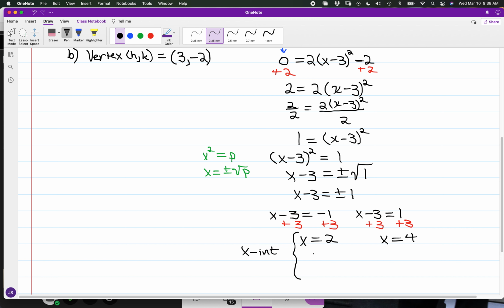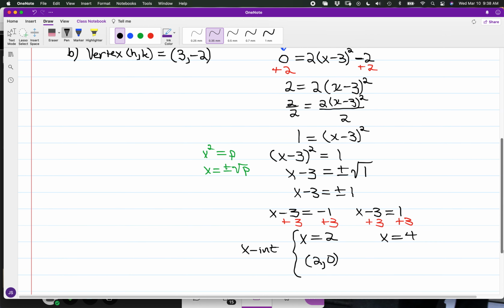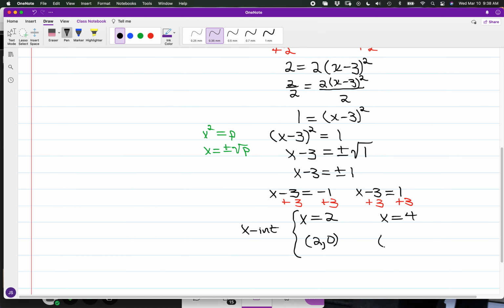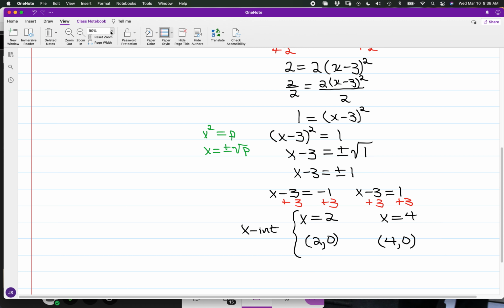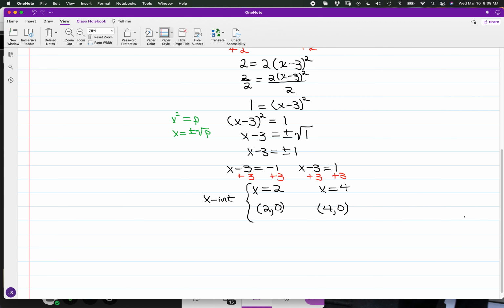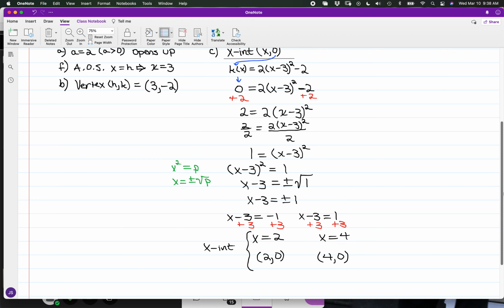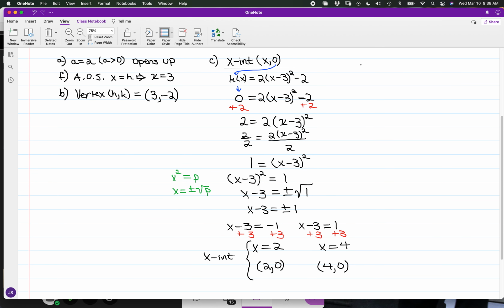Okay, so for x equals 2, if I express it in coordinate fashion, I have 2, 0. Remember, each x-intercept is of the form x, 0. And with x at 4, we have another x-intercept, which we will have at 4, 0. Now, for the y-intercepts, you have a bit of a role reversal in terms of what we're solving for and what we have to set equal to 0.